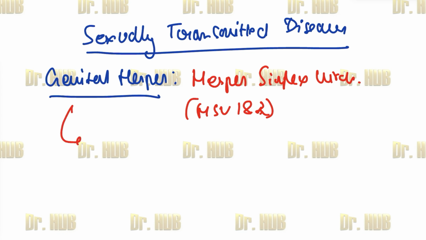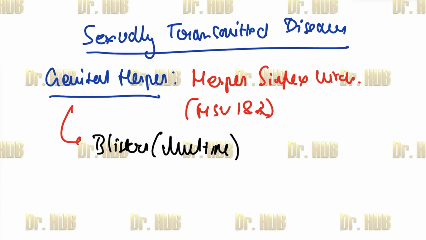So what is the appearance? It appears as blisters. It is usually multiple, and it leads to ulcer formation on breaking. These ulcers are painful.